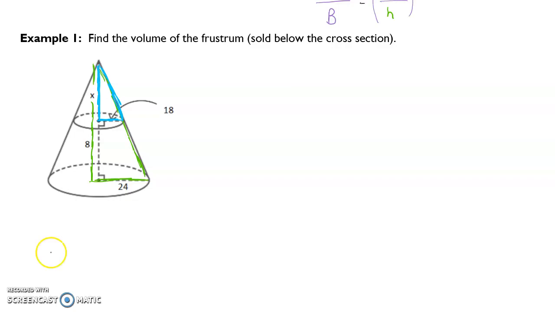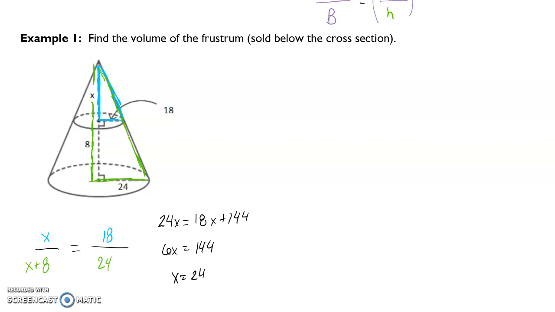So if I set up a proportion to solve that, using my right triangles, I know that in my smaller right triangle, I have x as my tall leg, and that corresponds to x plus 8 in the larger right triangle. And then the radius of my circle represents the other base, 18 over 24. We can then go ahead, cross multiply, solve this ratio. When doing that, we get x is 24.